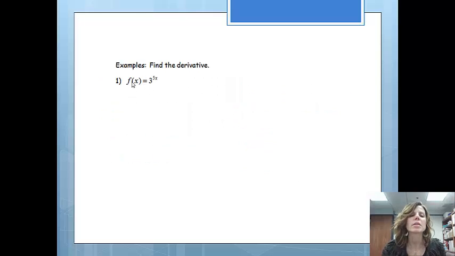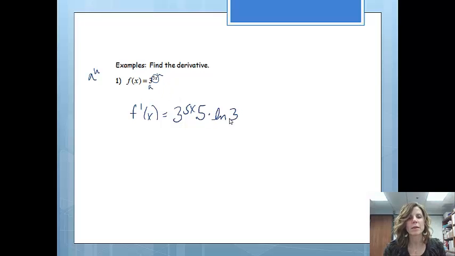Alrighty, it says to find the derivative of f of x equals 3 to the 5x. So notice this one, this is my a, this is my u. So I have a to the u. Remembering our formulas, the derivative of a to the u is just a to the u, so it'll still be 3 to the 5x, times du, the derivative of 5x, which is 5, and then times ln a, so times ln 3. I'd probably rewrite this as 5 ln 3 times 3 to the 5x. I don't know if that looks any cleaner, maybe a little bit, but that's how I'll write it.